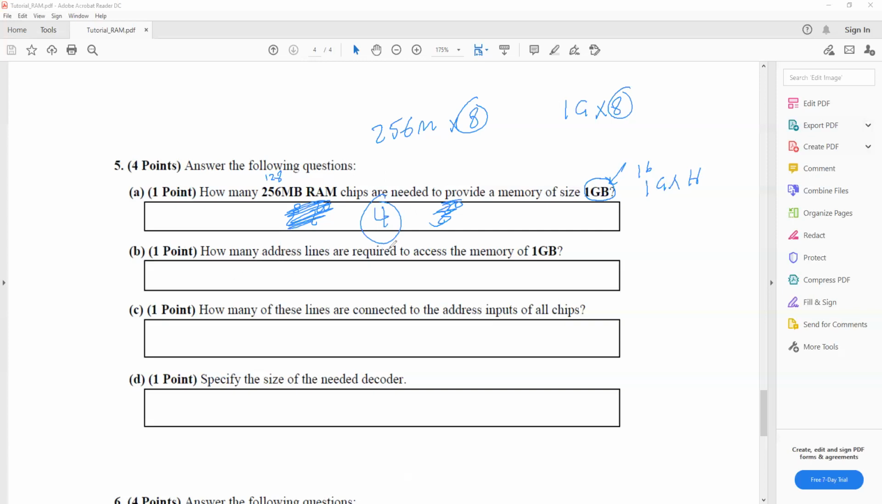Okay, how many address lines are required to access the 1 gigabyte memory? How many address lines do you need? Log 2 of... no, 30. Someone says 31. 30, yes, which is 2 to the 30, so that's 30.